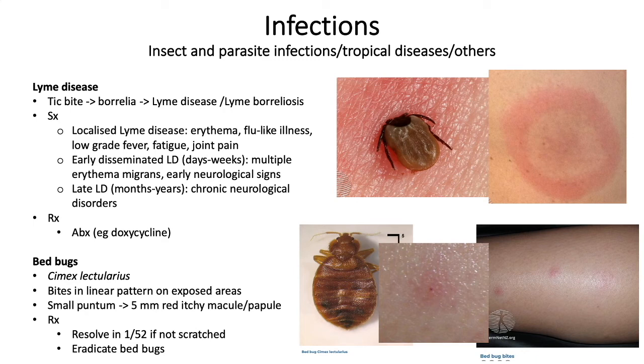There are a few stages to this disease. So first of all is localized Lyme disease. And you can see the image on the left, this is just showing that tick biting a patient's skin. And localized Lyme disease arises from here. You get erythema around the lesion, a flu-like illness, low-grade fever, fatigue, and joint pain. As time goes on, a target-shaped lesion develops, and this is known as erythema migrans.